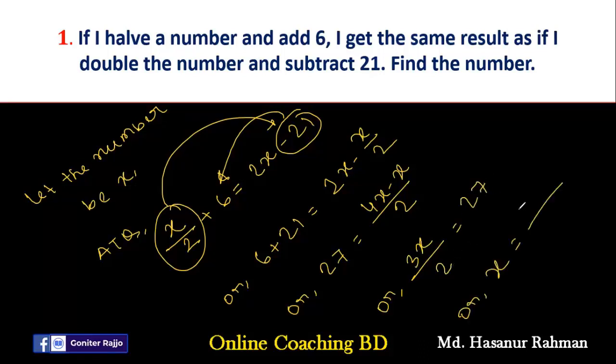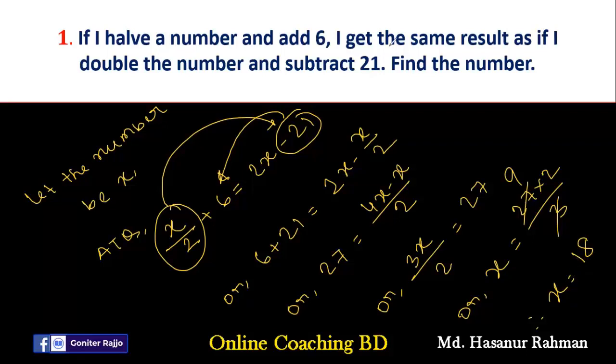The 2 will be multiplied with 27, so 27 multiplied by 2, and the 3 will be on division. That means we have to divide this by 3. 54 by 3, that will be 18. Therefore, our final answer of number 1 will be x equal to 18.